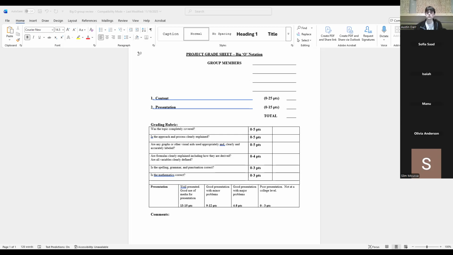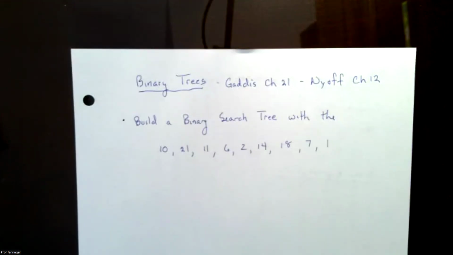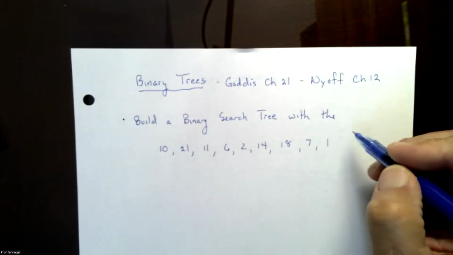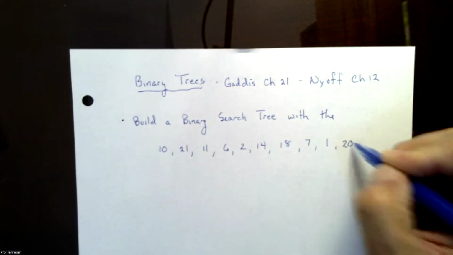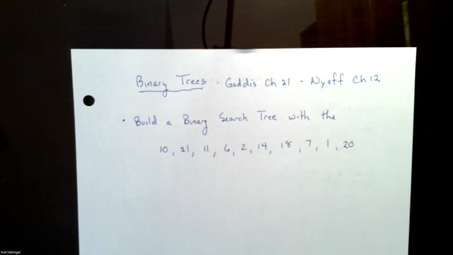And I need to stop sharing, and I need to go to this. And I'm going to say, build a binary search tree with the following 9, let's make it 10 numbers. Somebody give me another number. Good, 20. Build a binary search tree with those numbers.